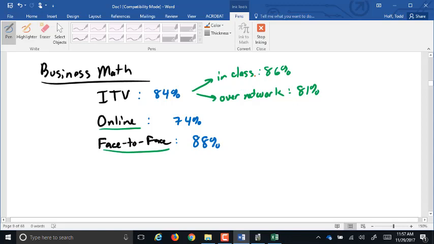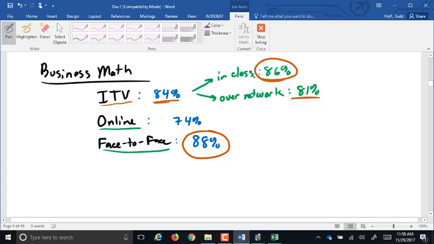So you can see here by looking at those divisions, that 84% was very accurate, but it wasn't being in an ITV style class that made students less successful. It was where they were at in the class. You can see the students in the classroom were very comparable to a face-to-face class, which would make sense. They're in the classroom. They are basically face-to-face. The ones over the network had a significantly lower success rate.